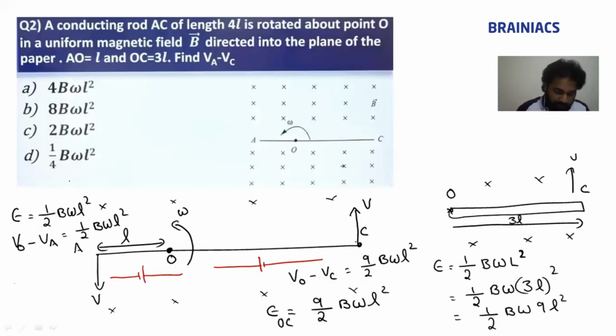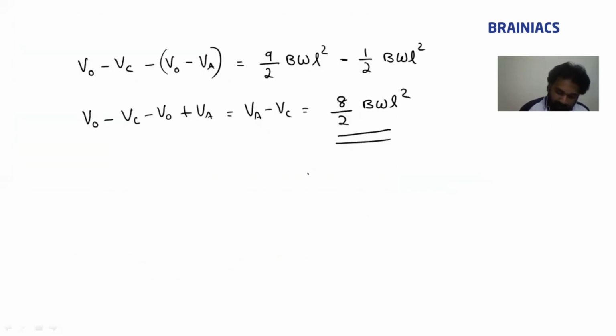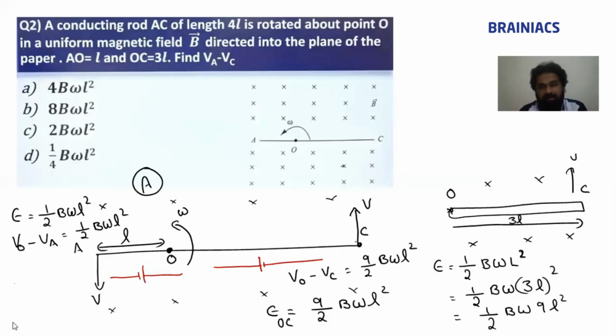So look at the options. 8 by 2 B omega L square is 4B omega L square. Option A is the correct answer. Clear? So we took the rod, we took the conductor separately between OC and OA. We found the EMF, we found the polarity. After putting the polarity based on the question, we arranged it and got the answer. Clear?